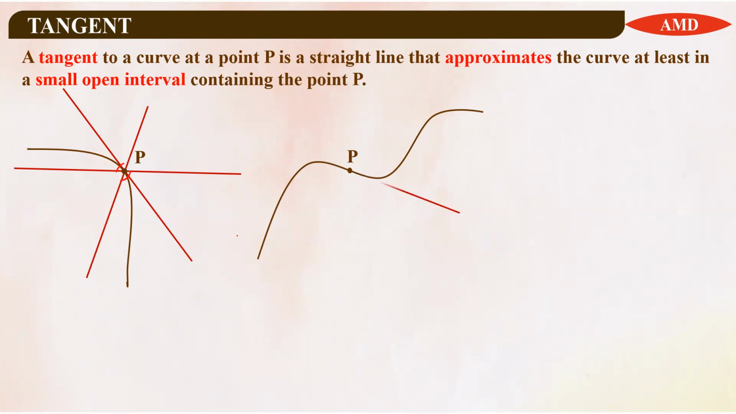Here we take one more example, and I try to draw a straight line that touches the curve at the point P. Here we find that there is a small interval in which the straight line and the curve are approximately equal. Therefore, this straight line is a tangent to the curve.